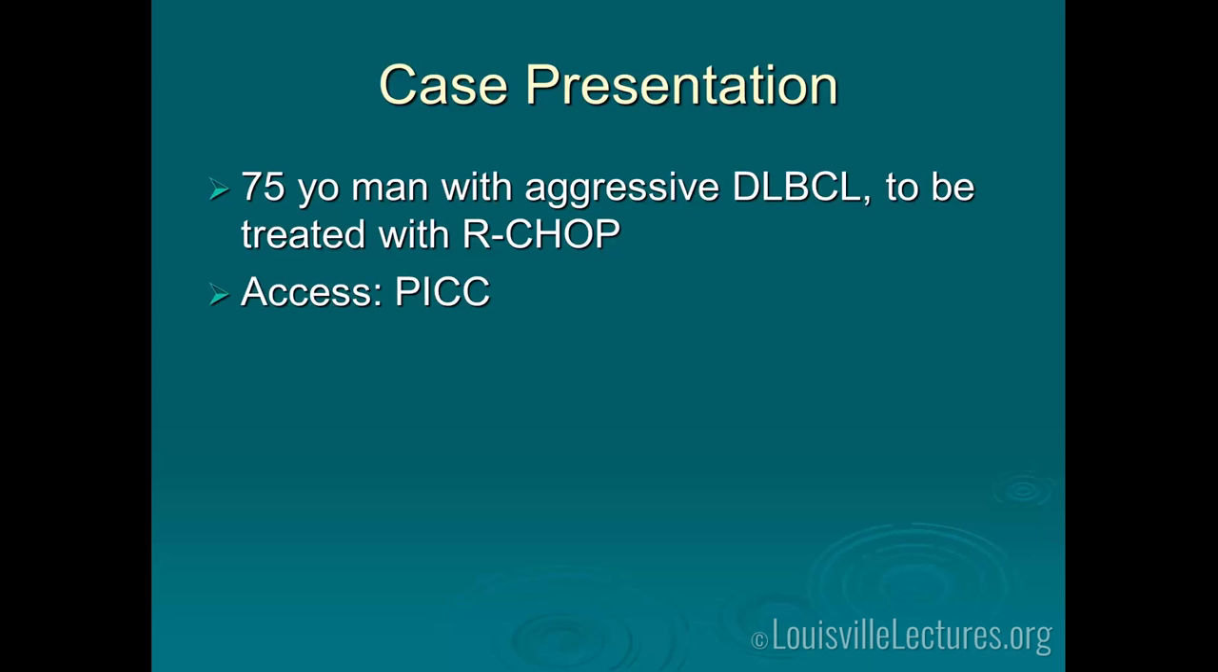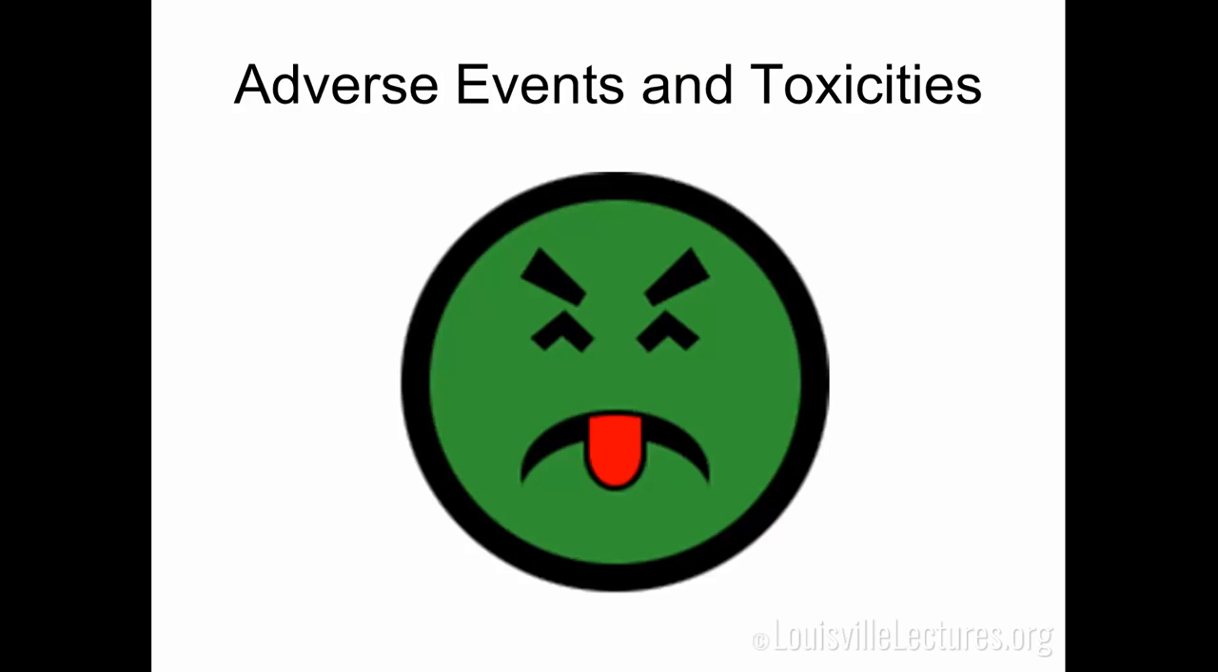So we put a PICC line in him, because he was going to be in the hospital and get his first few cycles over a couple months. So we weren't anticipating the need for a long-term access. So that's why we went with a PICC line. It was quick, and it got the job done. And he started his chemo shortly after he was admitted.